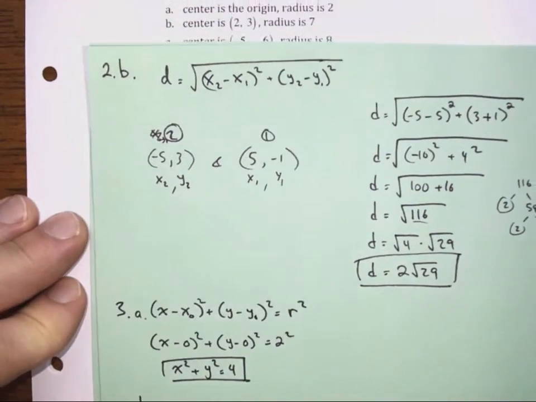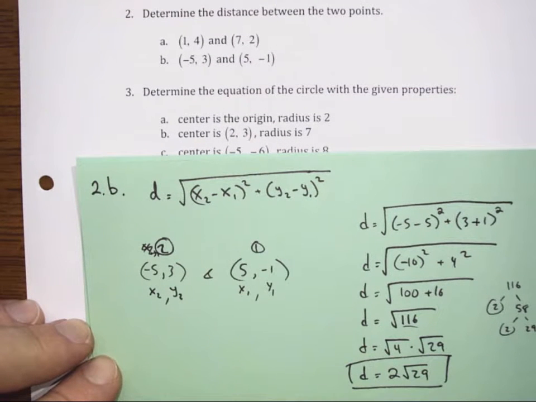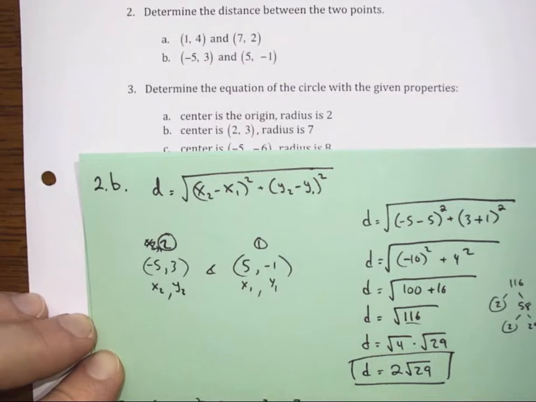Okay, so next we have a center at (2, 3) and a radius of 7.